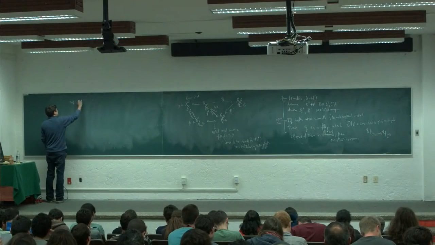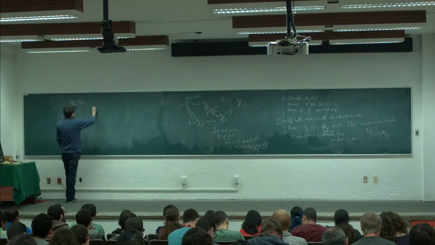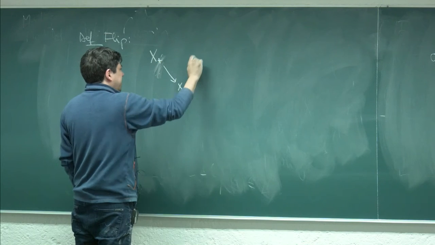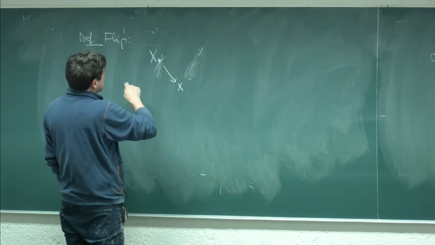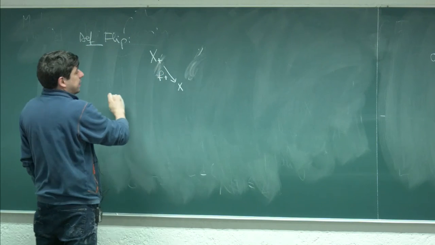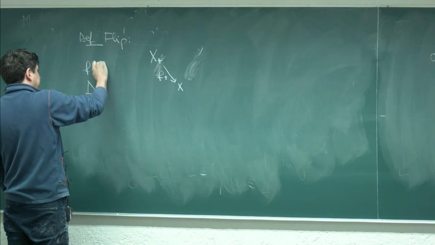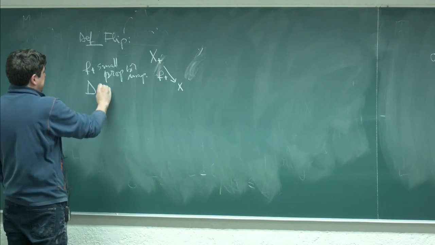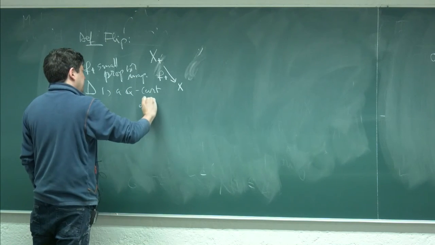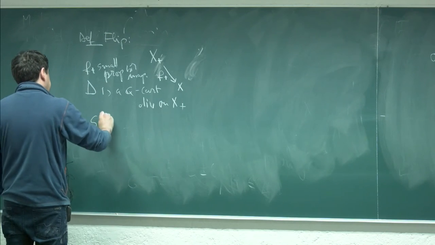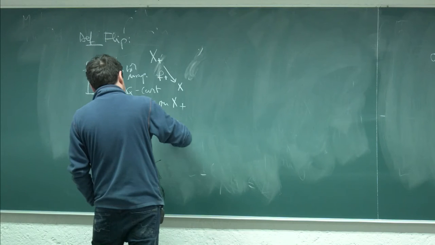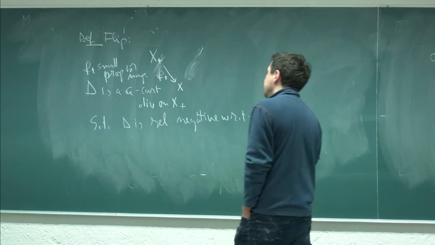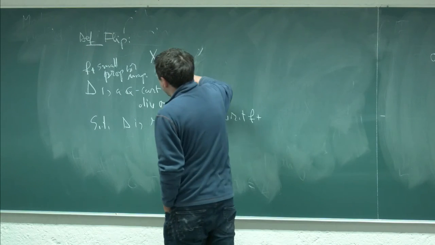Definition of flip. I have the following situation. I have X plus goes to X, F plus, and I have D. So F plus is a small proper birational map. D is a Q-Cartier divisor on X plus, such that D is relatively negative with respect to F plus. So basically, D is giving me the contraction there.